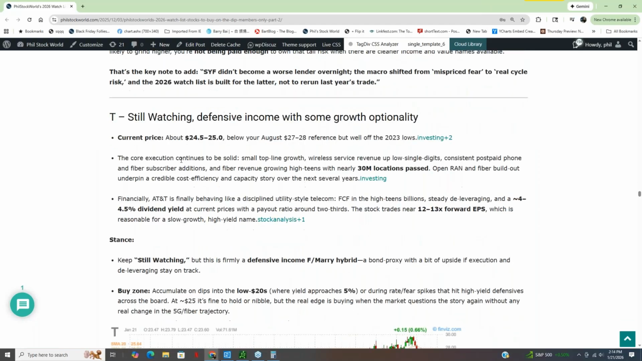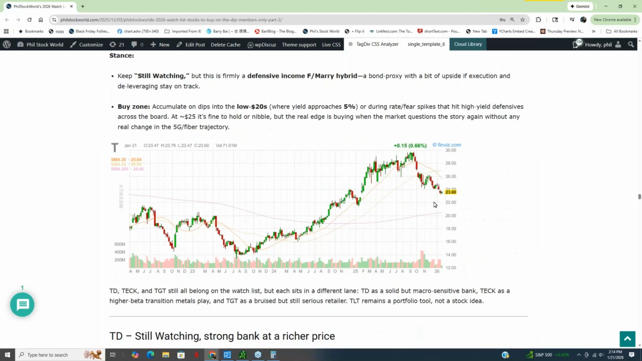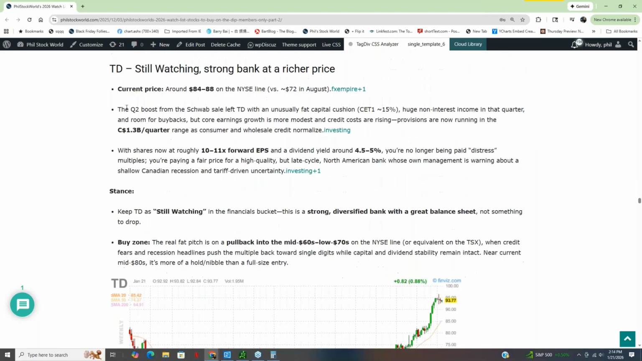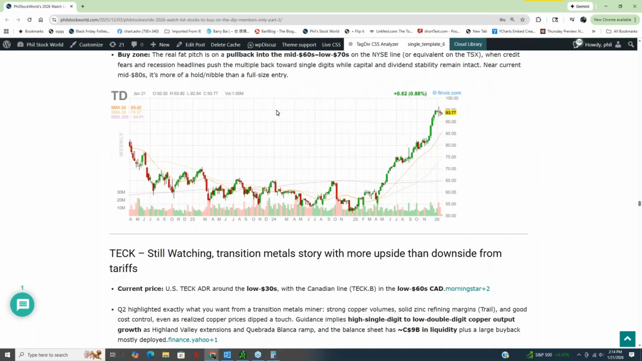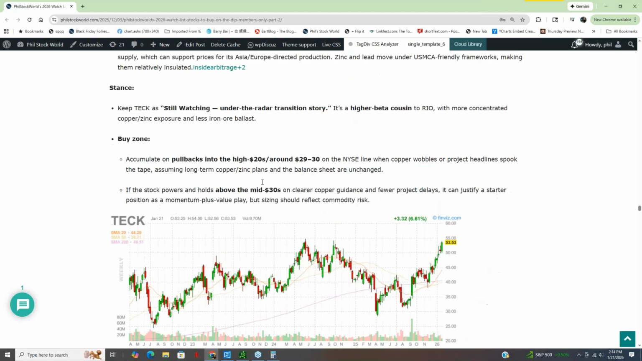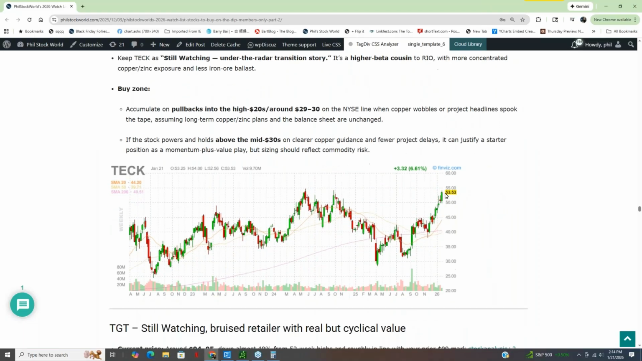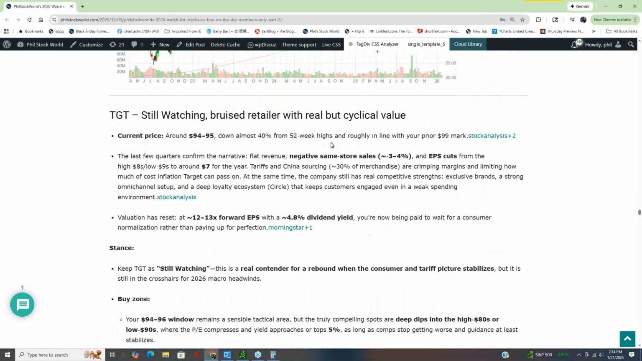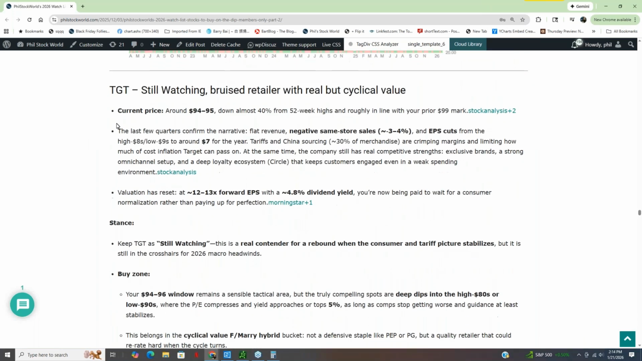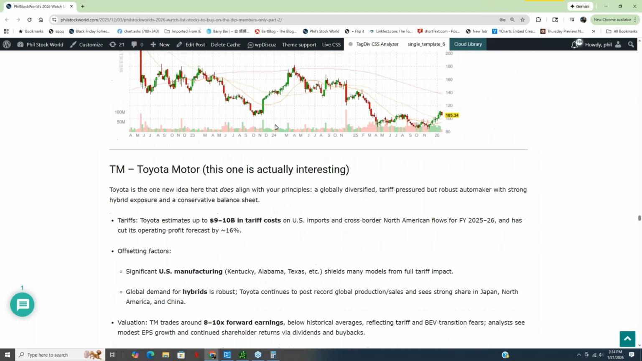AT&T, we always buy AT&T at $25-ish. It's $25, we buy more. TD Bank really took off since we picked it. We like TD Bank a lot. Here's Tech. Tech went crazy since we picked it, but we have it. Tech went so far, it burned us. We had short calls and we got burned. We had to fix that position. And then we got Target. We have Target. We like them, and it's taken.